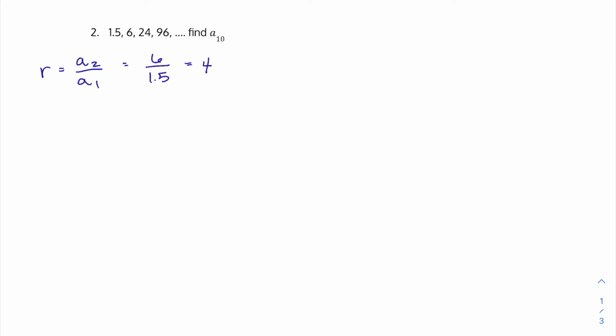I have two options to check and see if this is a geometric sequence. I can continue to see, okay, is A3 over A2 equal to 4? Is A4 over A3 equal to 4? That's one way to do it.